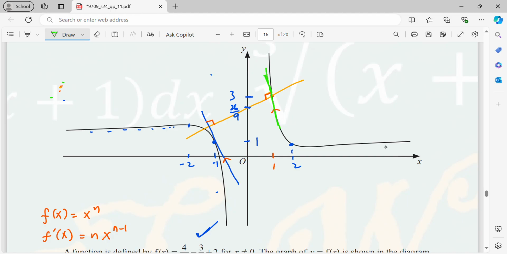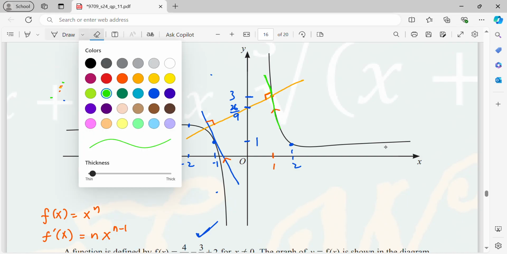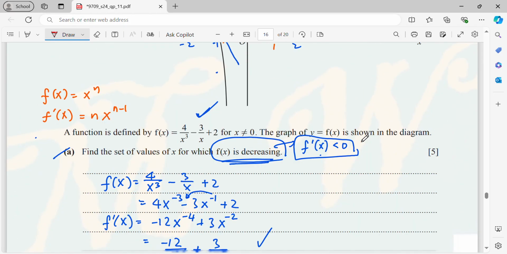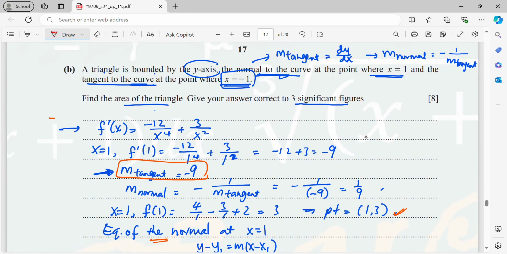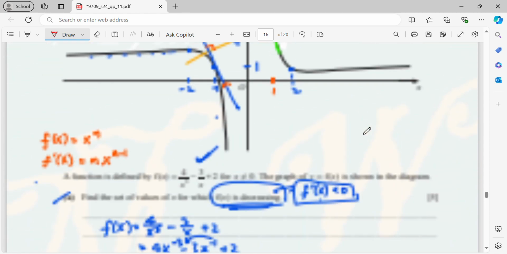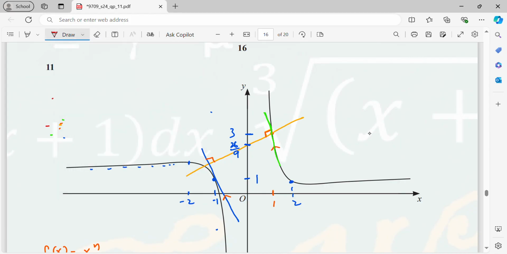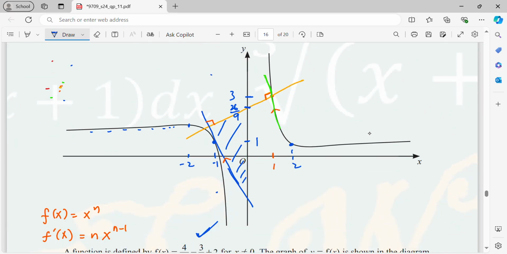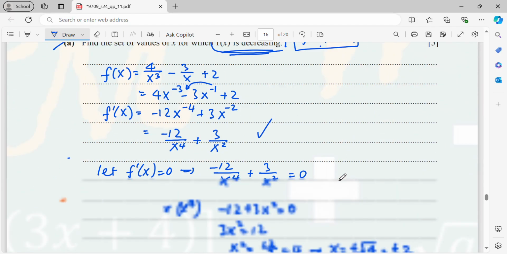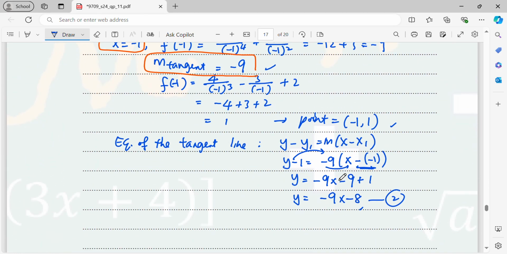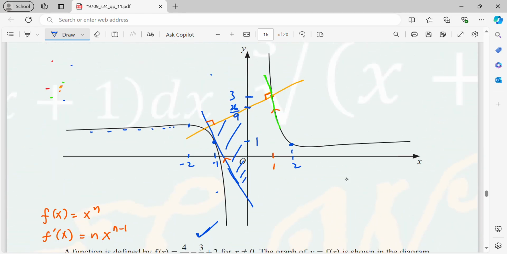Okay, perpendicular. Now, what we need to do is decide where the triangle is. It's mentioned that the triangle is bounded by the y-axis, the normal line, and the tangent line. So now for my triangle, I have to extend my blue line. Okay, my triangle is over here. Before finding the area, for the tangent line at x equals minus 1, I know that the y-intercept is minus 8. So now I will label my graph. Here is minus 8.